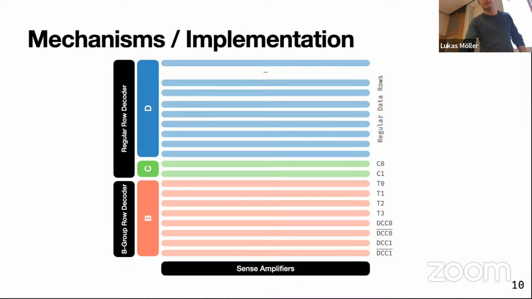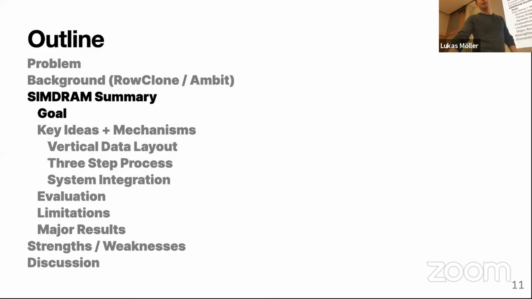Then we have also two different row decoders: a regular row decoder, which can just activate a single row each time, and a B group row decoder, which is capable of triple row activation and thus doing computations in this part of the subarray. And of course, we also support RowClone between all of these cells so that, for example, we could copy C0 into T1 using RowClone.